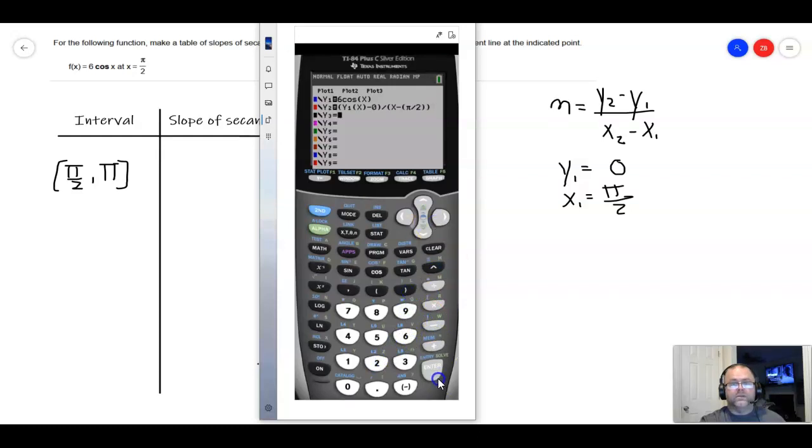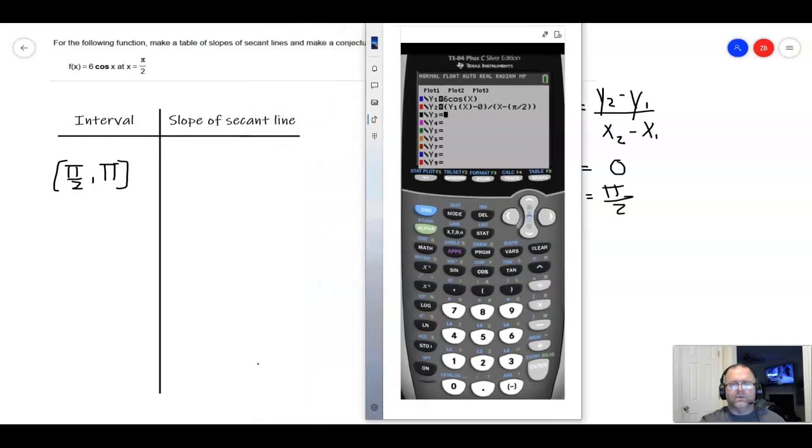All right. So now I've got a nice little formula here that each time I change my x value, it's going to figure out the new slope of that secant line, and we'll keep bringing this value closer and closer to pi over 2 until we get something really close, and then we can make a conjecture about the slope of the tangent line as soon as we get to pi over 2. All right, so that's what we're going to do.